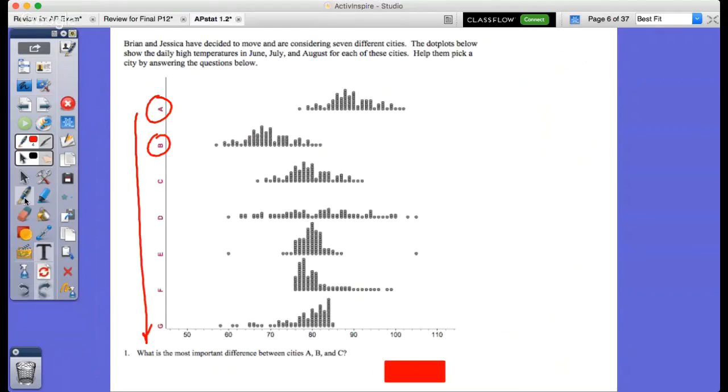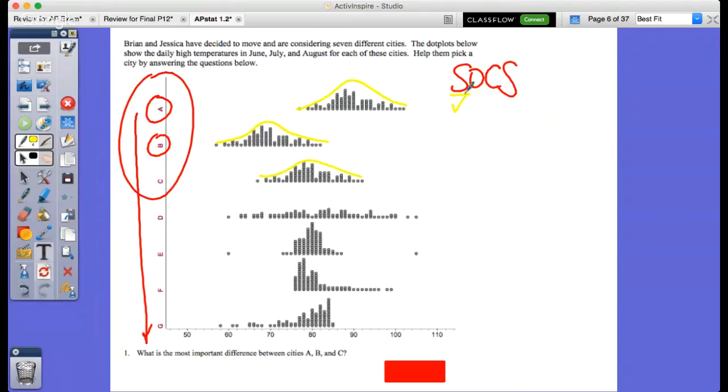What is the most important difference between A, B, and C? So the question that we have is, as we look at socks here, we are looking at A, B, and C. What is the most distinguishable difference between them? Well, first off, let's talk about the shape. The shape of this is something that looks, we call that approximately normal. Okay, we'll talk about that later on. But this is approximately normal and approximately normal. The shape of this does not look much different from one to the other. So we would say that the shape would stay the same.